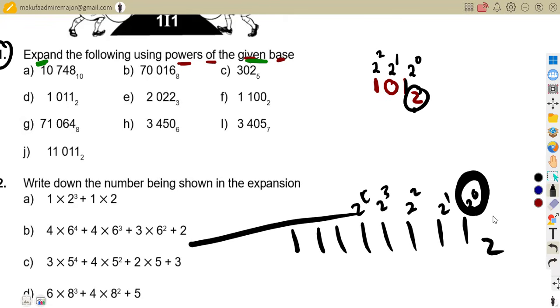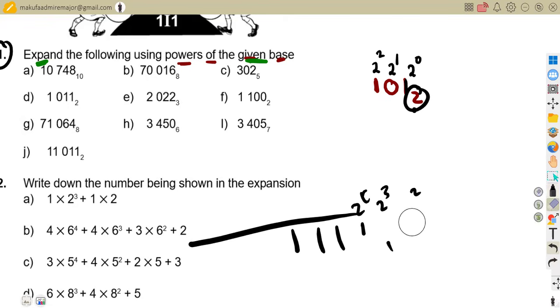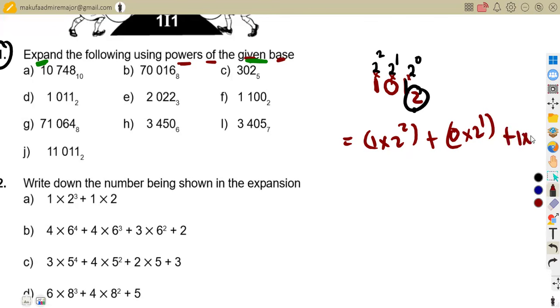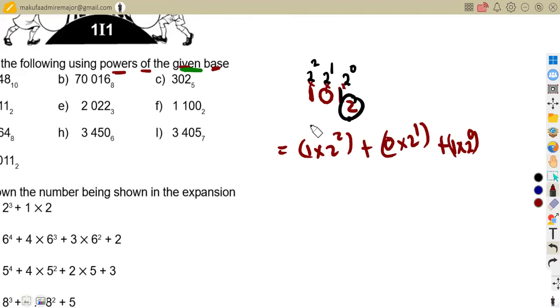We start from the right with 0 1 2 3 4 5, and so on. That is the idea when you answer normal questions. So whenever you're given this condition, those are the steps. The expansion is simply a multiplication. It simply means 1 times 2 to the power of 2, plus 0 times 2 to the power of 1, plus 1 times 2 to the power of 0. Each and every number there is being affected.